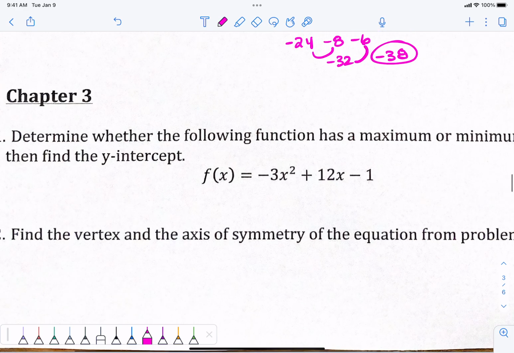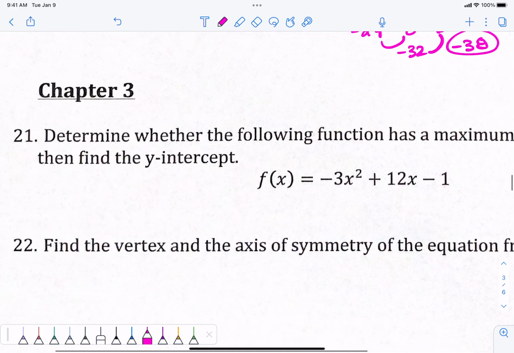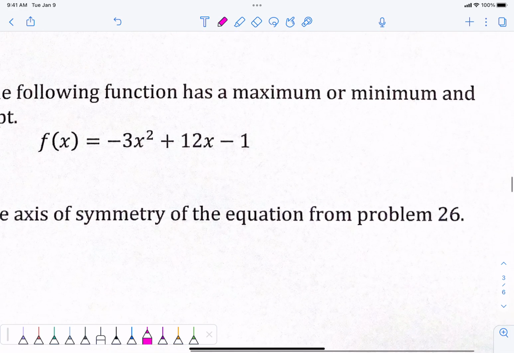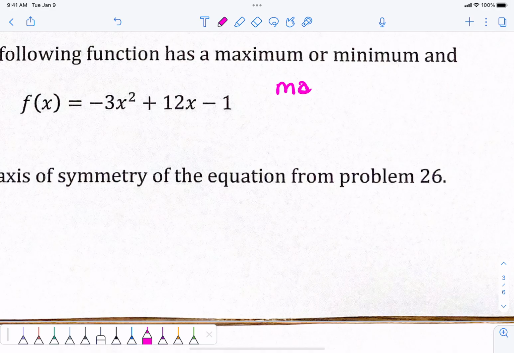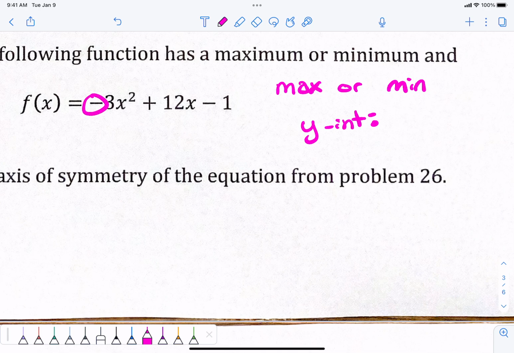Determine whether the following function has a maximum or a minimum and find the y-intercept. So we want to know max or min, and then we want to know the y-intercept. It has a minimum. The y-intercept is negative 1. If it's negative x squared, it's a parabola that's going down.